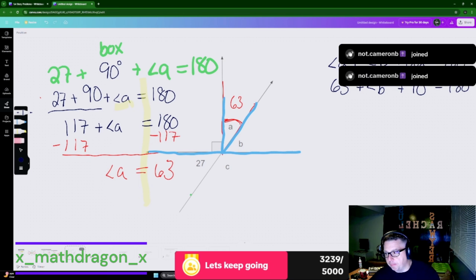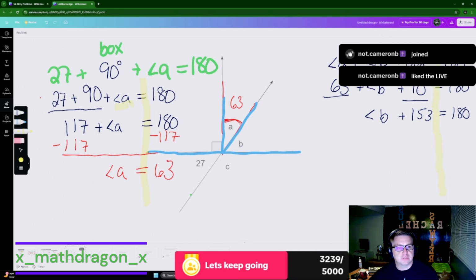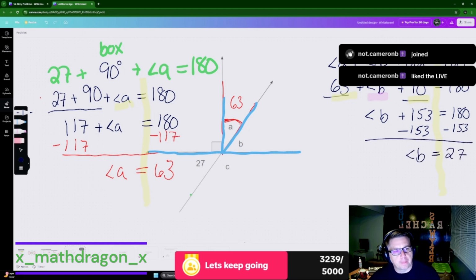So once again, combine like terms. So I have angle B plus 153 equals 180. So we can just combine the 63 and 90, add them together because they are on the same side of the equal sign. If they're on the same side, we can combine them. Even though it's not our variable, which we're trying to solve for, it's still two like terms that are on the same side. So now we can subtract 153 from both sides, and we should get 27 for angle B. So now I know this is angle 27.